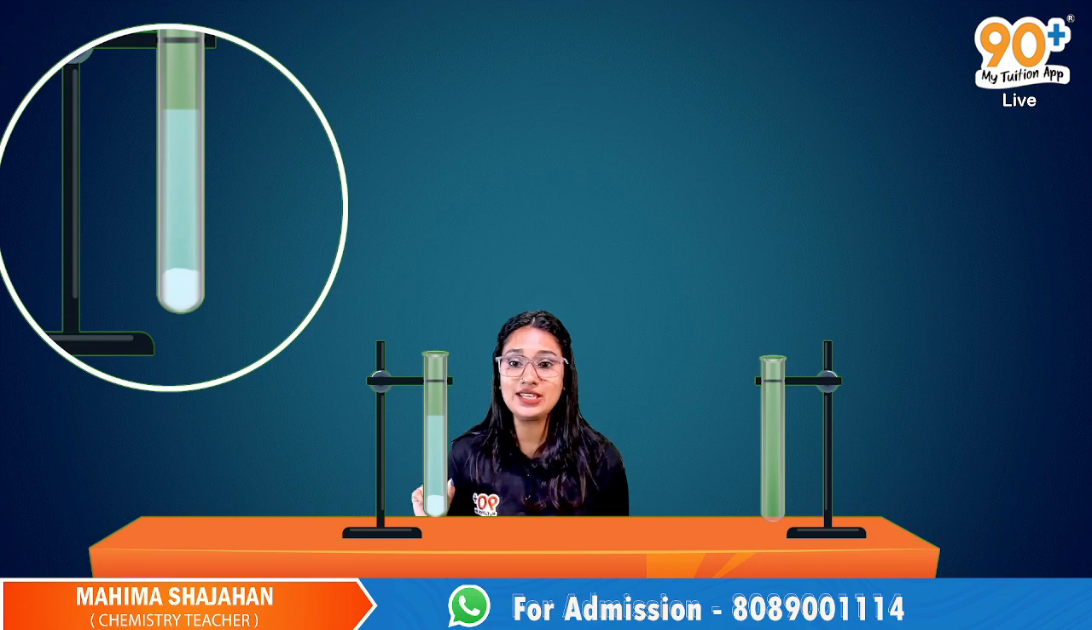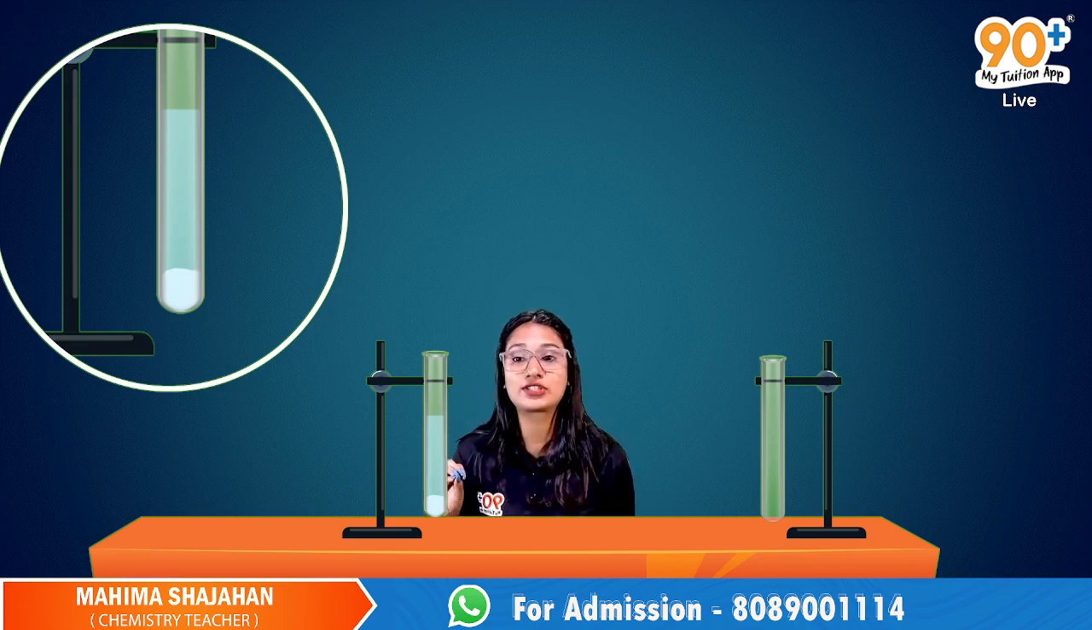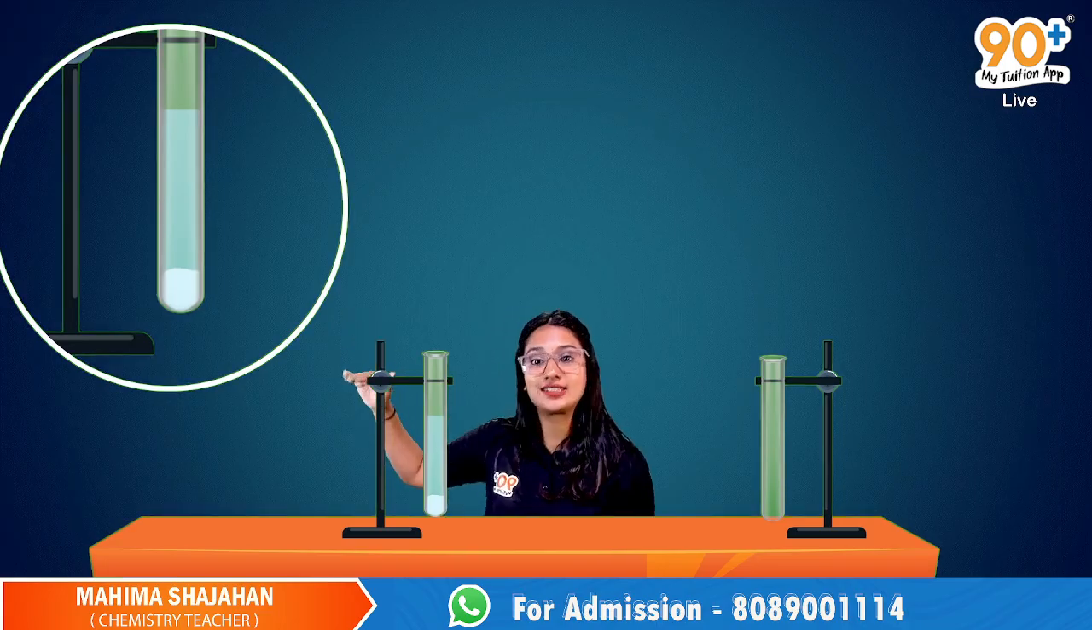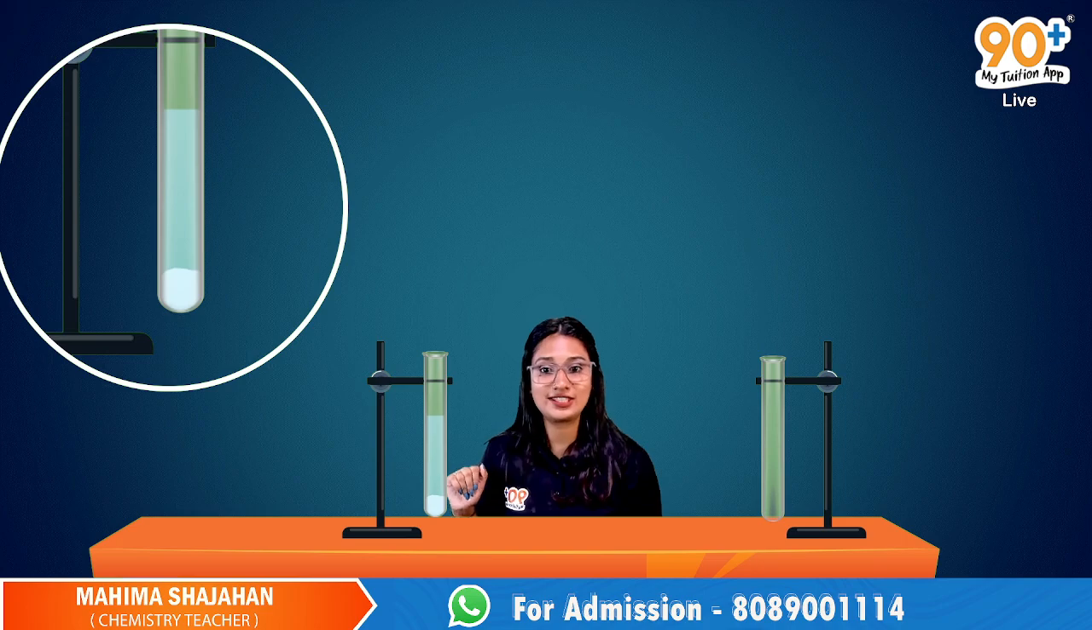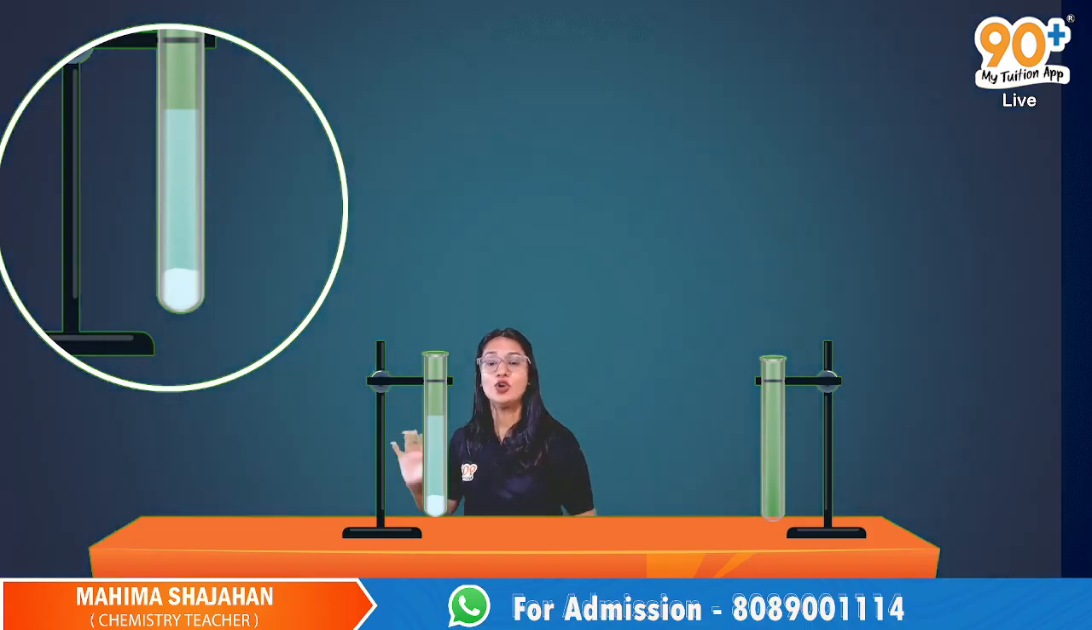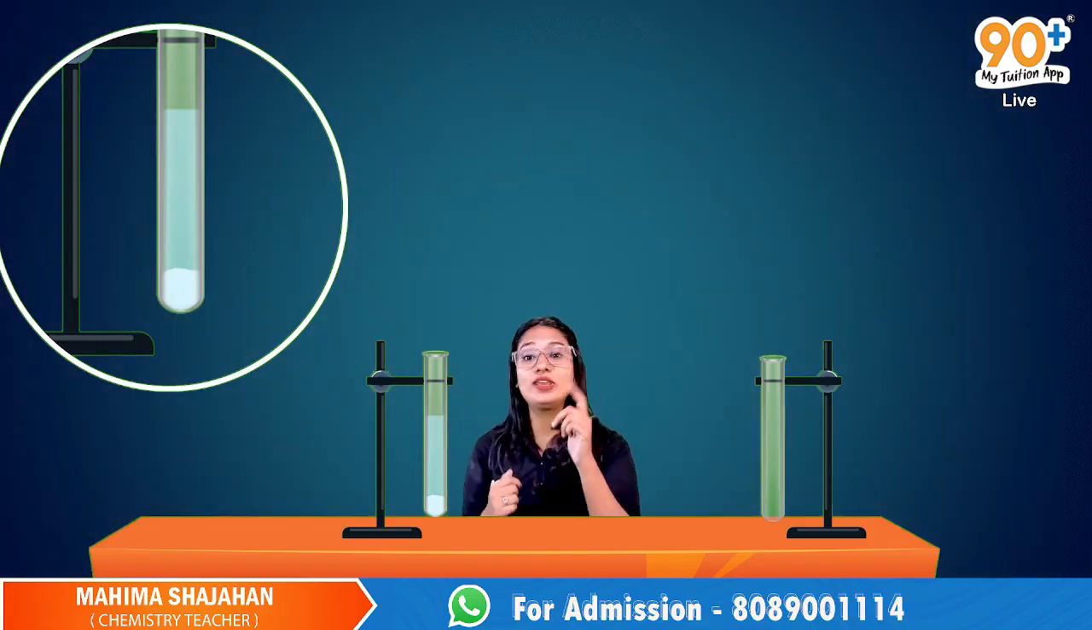What is a precipitate? It is an insoluble salt or insoluble solid substance that settles at the bottom of the test tube. And it is white in color, right? So the precipitate is white in color. What actually is that? That is barium sulfate. Now we'll see the reaction.